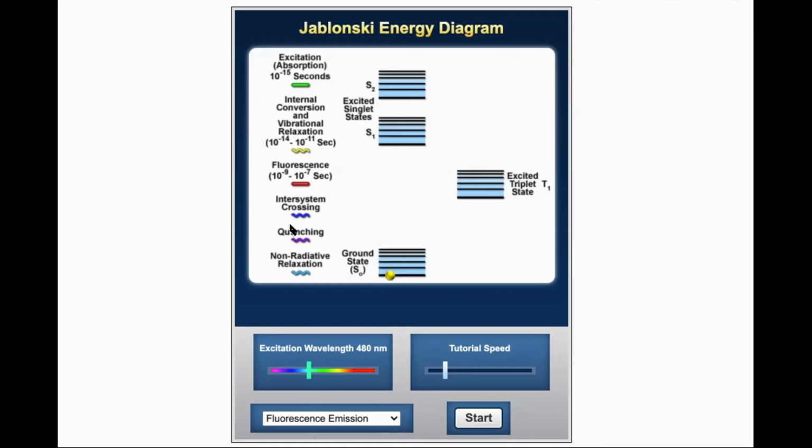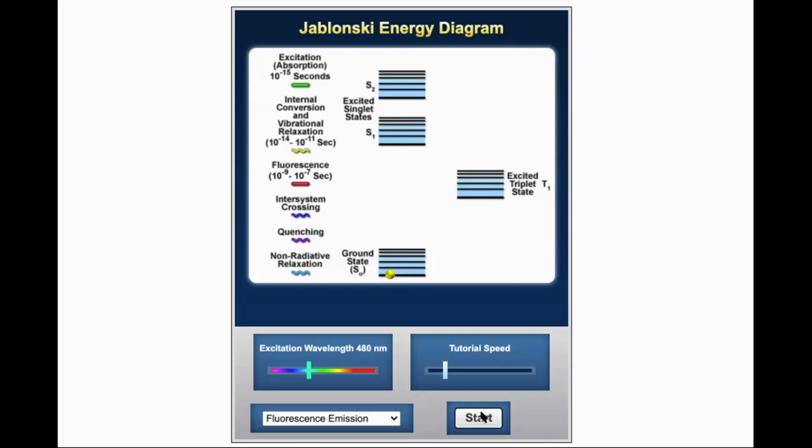And so this little simulator allows you to see all those processes. Let's walk step by step through the different processes that we already discussed to see how we move through this Jablonski diagram and what the typical time scales are. For every step, it will show the time scales. You can already see that fluorescence, internal conversion and vibrational relaxation are extremely fast. Excitation is also extremely fast. Other ones can be slower.